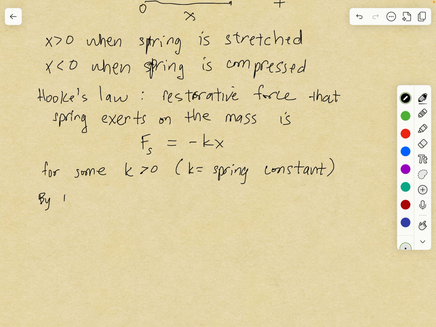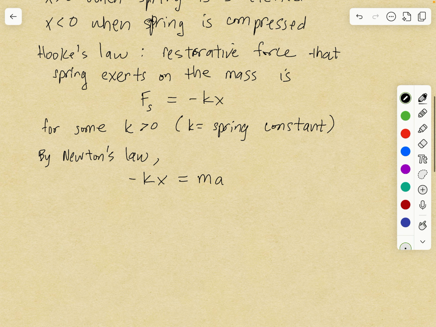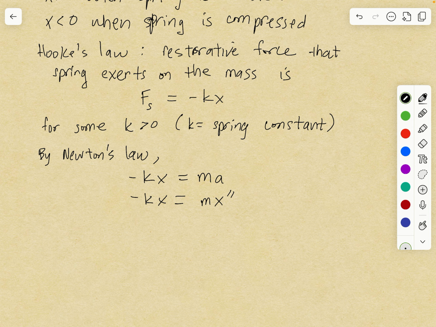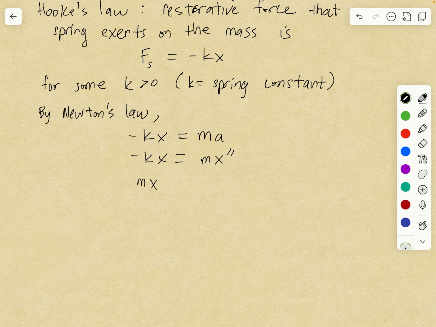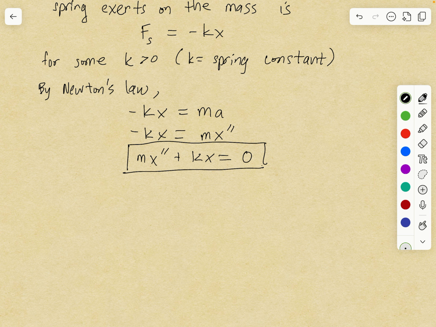And by Newton's law, this force, negative kx, is the mass times the acceleration of the object, ma. Well, the acceleration is the second derivative of the position, so negative kx equals mx double prime, and then we can just add kx to both sides to get mx double prime plus kx equals 0. And this is a second order differential equation with constant coefficients. And when you have this setup, it's called free undamped motion.